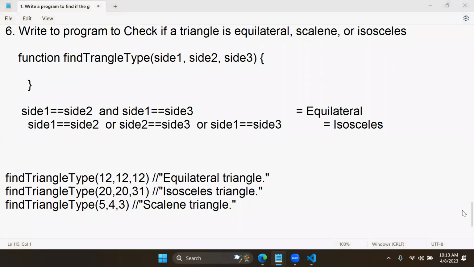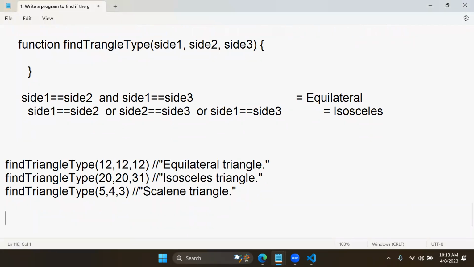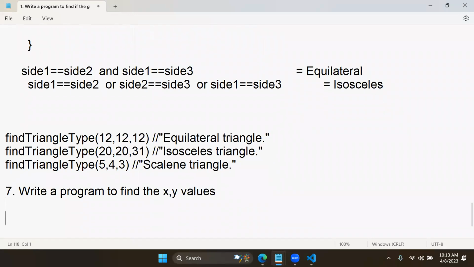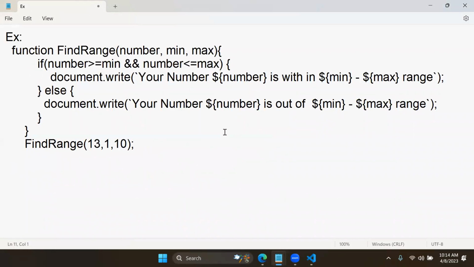Okay, another program I will give. Write a program to find whether the XY values are in the origin or in which quadrant. So quadrant is actually coordinates.